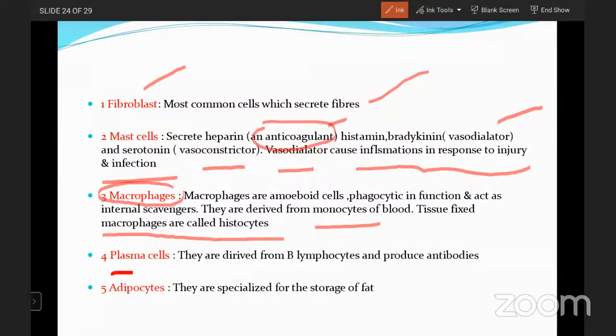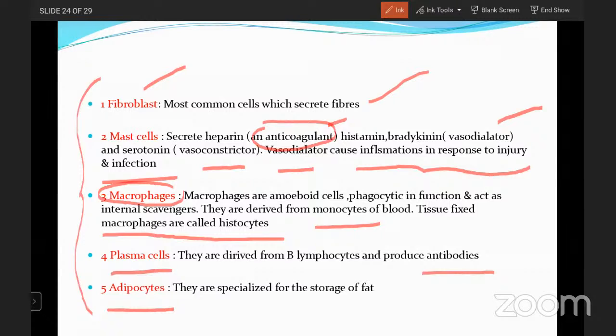The fourth one is the plasma cells. They are derived from the B lymphocytes. The main function of the B lymphocytes is the production of antibodies. For antigens, antibody production takes place. Then adipocytes. Many times we have heard that adipose is the tissue used for the storage of fat. So all these are the cells of the areolar tissue.